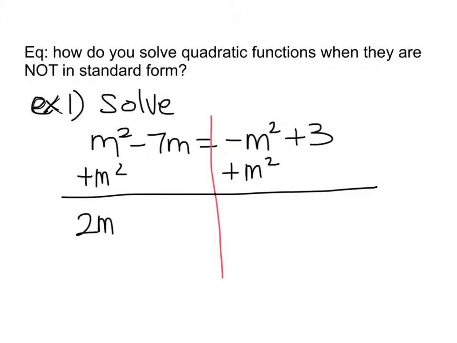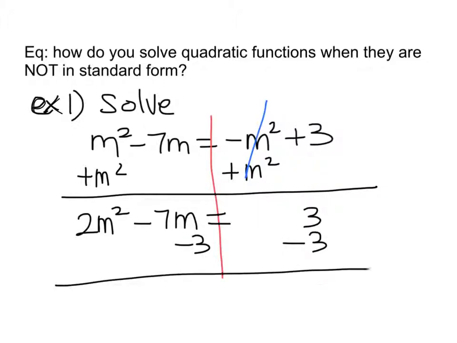So there you go. I have 2m squared, and then negative 7m, and that equals 3, because negative m squared plus m squared is 0. We can't have a 3 over there though, so we're going to subtract 3 from both sides as well. Keep in mind that the negative 7m and the negative 3 cannot be combined. So there you go, 2m squared minus 7m minus 3 equals 0, because 3 minus 3 is 0. From here, we're going to use the quadratic formula.